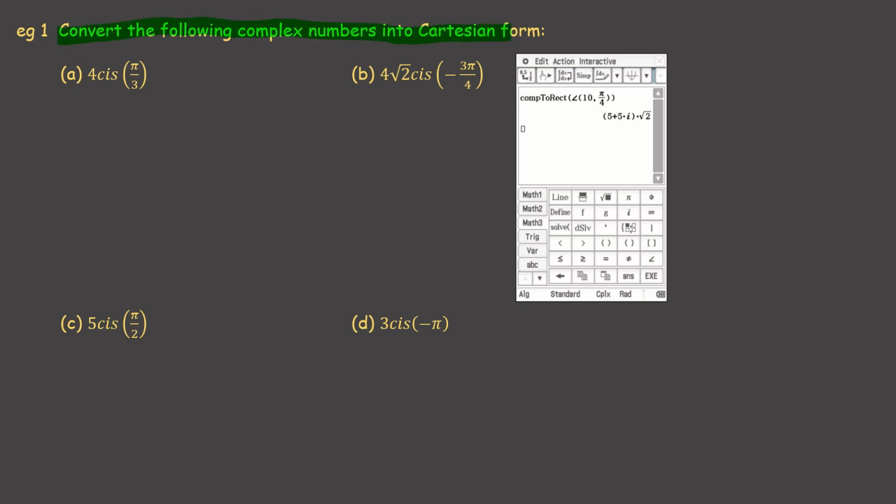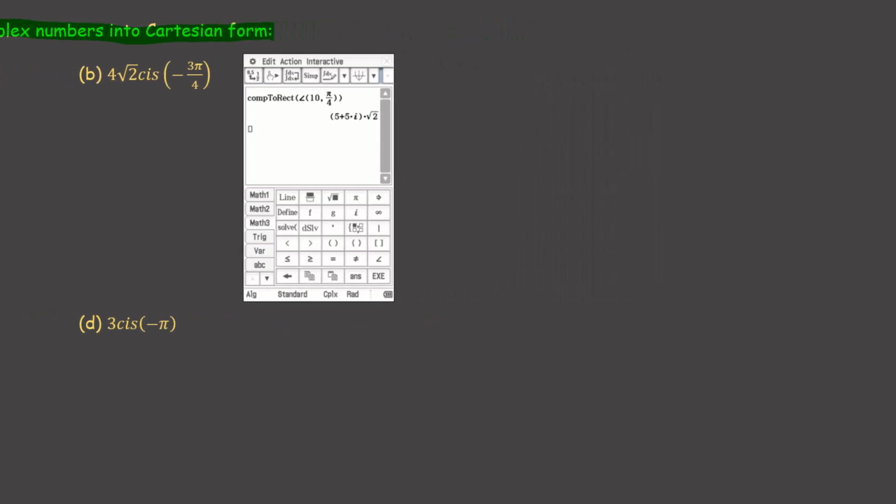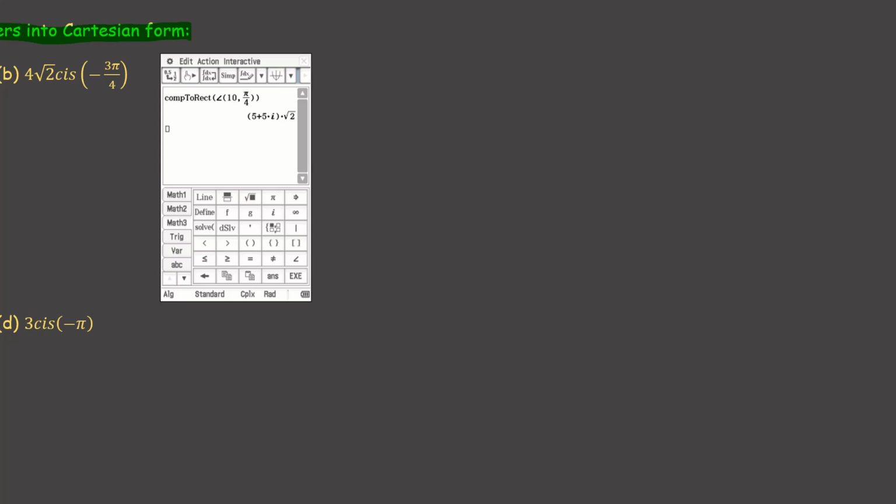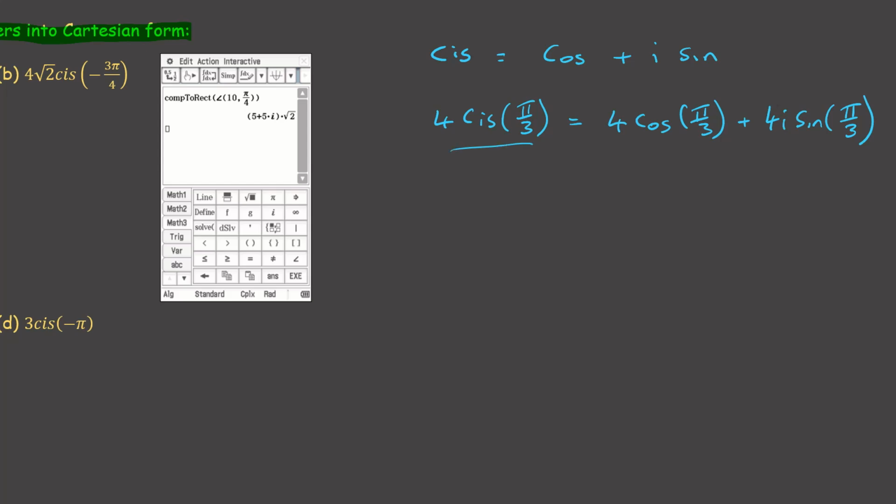Convert the following complex numbers into Cartesian form. Now I'm getting slightly ahead of myself here in that I'm writing this cis. So we are coming on to that and I'll explain it again later. But cis is an abbreviation that basically means cos plus I sine. So when I write 4 cis pi by 3, it's a contraction of 4 cos pi by 3 plus 4I sine pi by 3. And it's quite a nice, neat way of doing it.